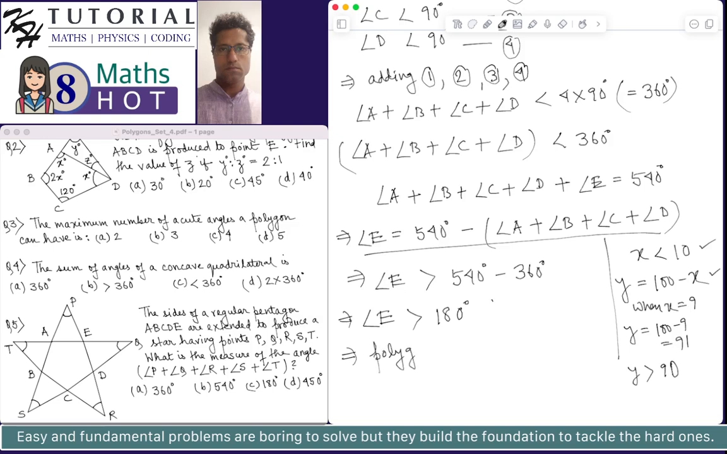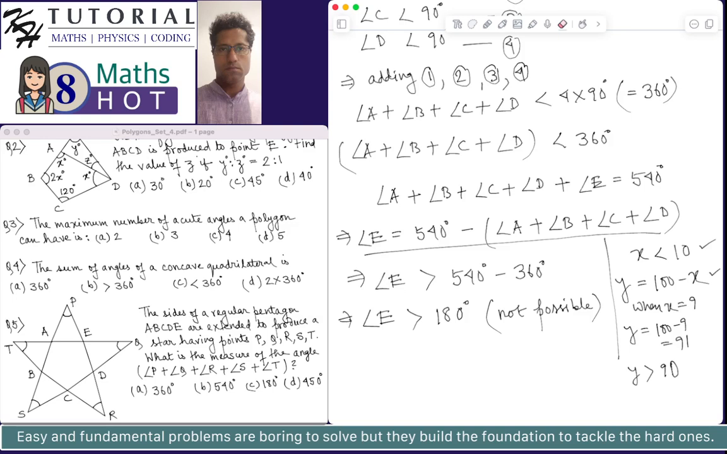E is not possible. Any interior angle in a convex polygon cannot be more than 180 degree. That is the definition of a convex polygon. In a convex polygon, all the interior angles are less than 180 degree. So we found that if four interior angles in a pentagon are acute, then we are coming to the result that the fifth angle is coming out to be greater than 180 degree, which is not possible. This implies that four interior angles cannot be acute.